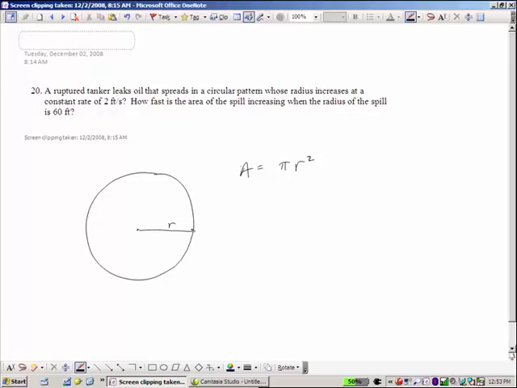I'm going to write this specifically. I'm going to write it using Leibniz notation instead of Newton's notation. Newton might say A prime, right? I'm actually going to do dA dt.